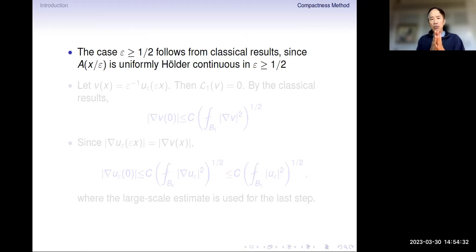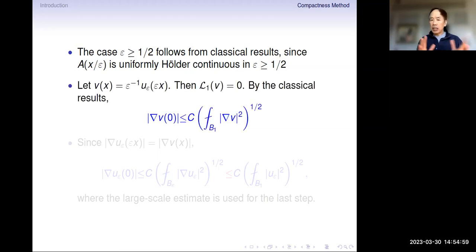All right, so first of all, we notice that if epsilon stays away from 0, then everything is classical, because the Hölder continuity of A(x over epsilon) will be uniform, because epsilon appears in the denominator. So if epsilon is, for instance, greater or equal to 1/2, there's no problem at all. So you do have this estimate.